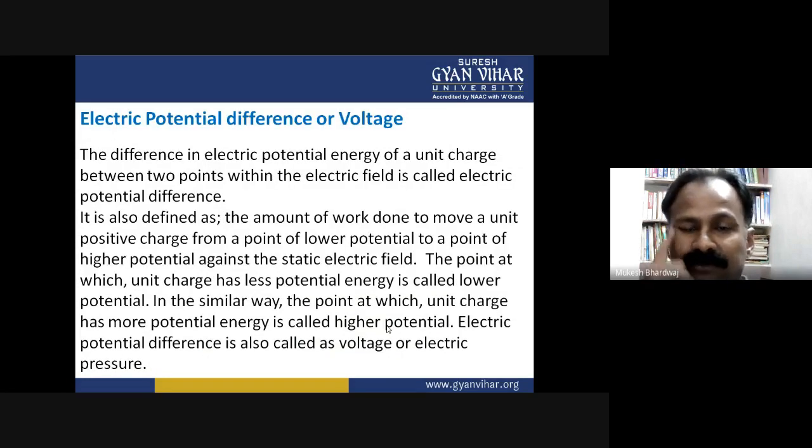Electric potential difference or voltage. The difference in electric potential energy of a unit charge between 2 points within the electric field is called electric potential difference or voltage. It is also defined as the amount of work done to move a unit positive charge from a point of lower potential to a point of higher potential against the static electric field. The point at which a unit charge has less potential energy is called lower potential. In a similar way, the point at which the unit charge has more potential energy is called higher potential. Electric potential difference is also called voltage or electric pressure.